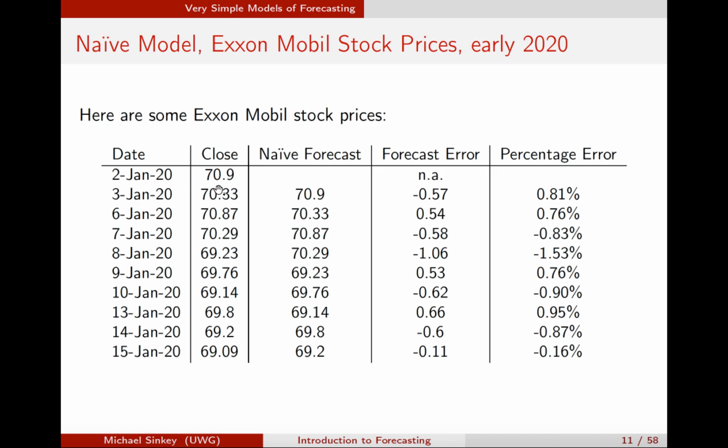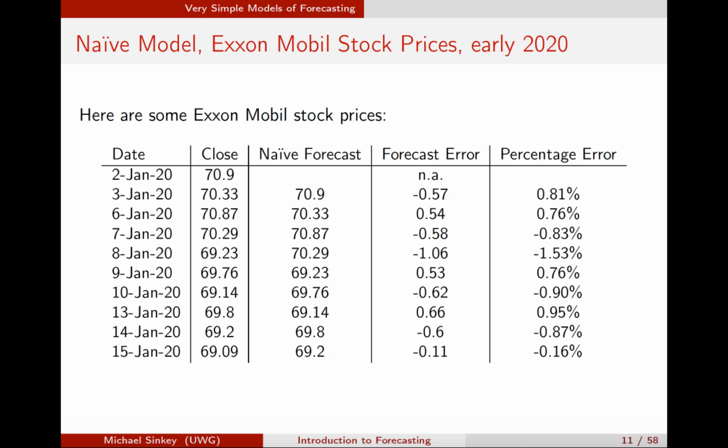On January 3, it closed at 70.33, and I immediately forecast for January 6th. Remember, the 4th and the 5th, those are weekends. The stock market is closed. I immediately forecast 70.33 for January 6th. And on January 6th it's 70.87. That data is the forecast for January 7th. So I just go back one period, I grab the data, and I make a forecast.